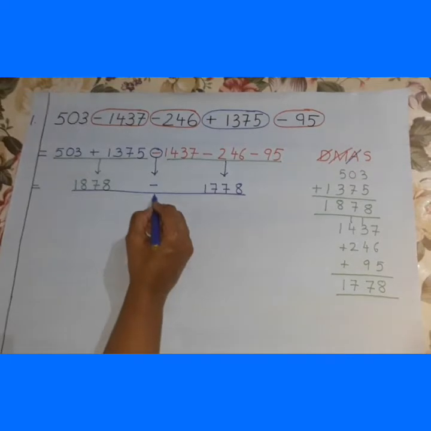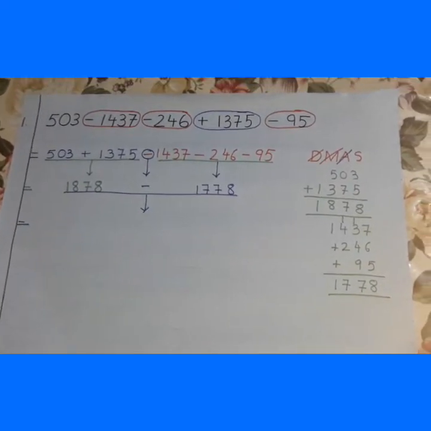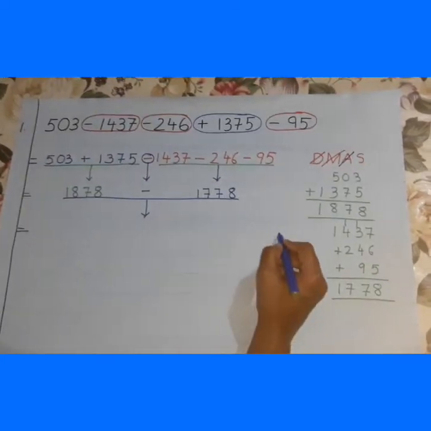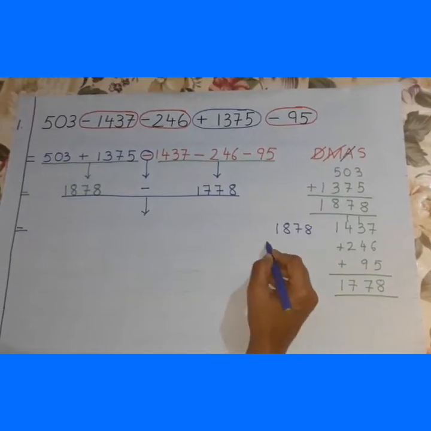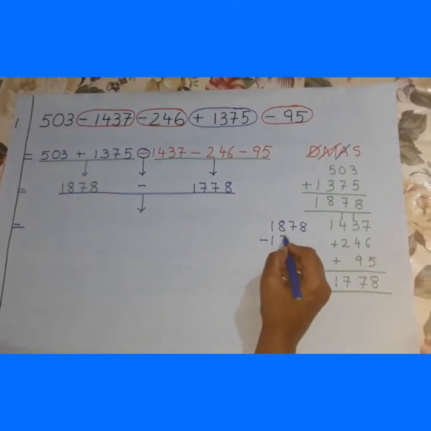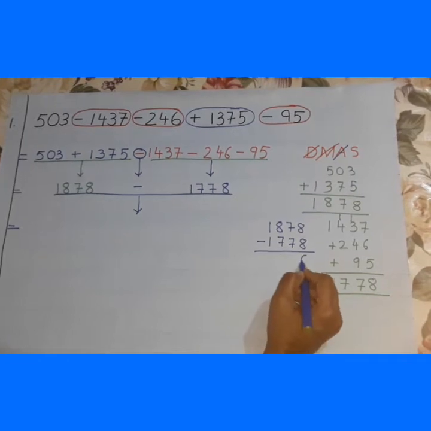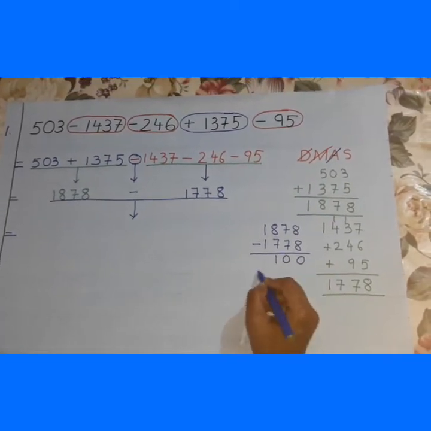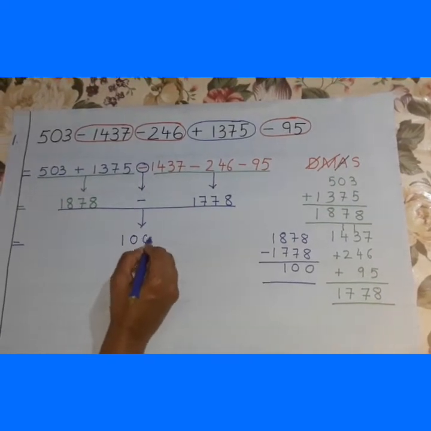Underline, make an arrow, do the subtraction and write down the answer. Let's do the rough work. 1878 minus 1778. We subtract and then we write down the answer. So we got the answer as 100.